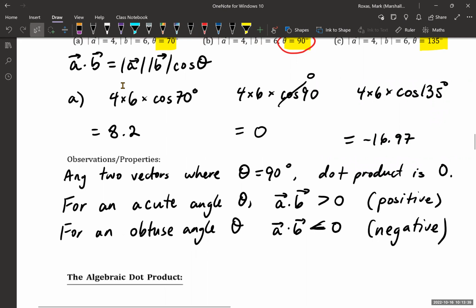Okay, so that is the first part, the geometric dot product, just looking at the angles between the 2 vectors and having their magnitudes. The next part is we're going to look at the algebraic dot product.